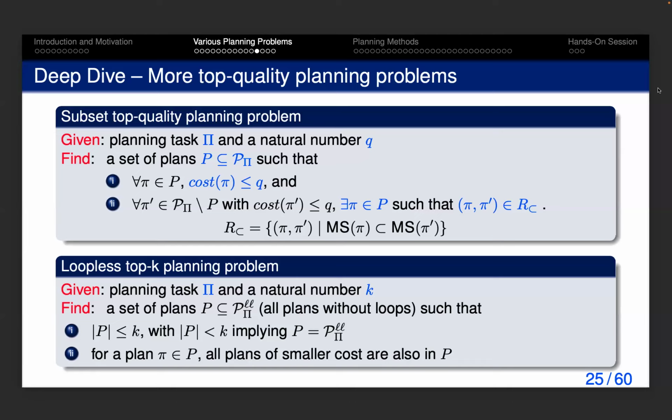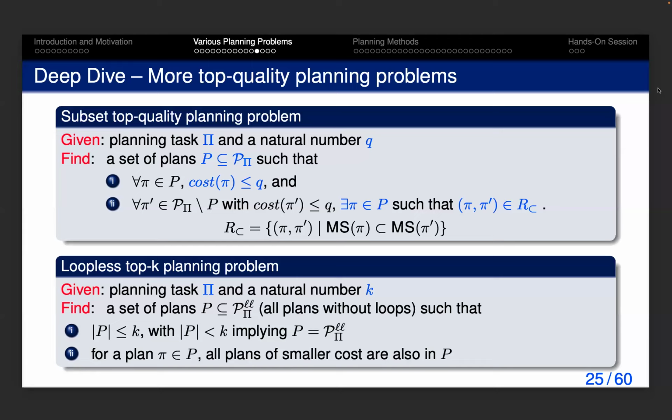If you find the minimal such set, right? Or at least there exists a finite set of plans P that is a solution for a subset quality planning problem. The second issue was that maybe you don't want to reduce all the dominated plans like that, but you want to skip the plans that have loops, right?